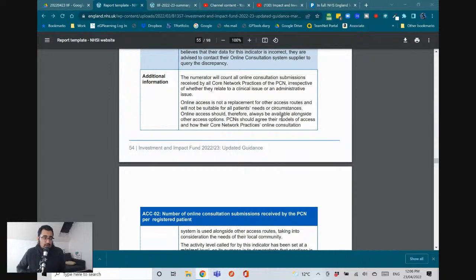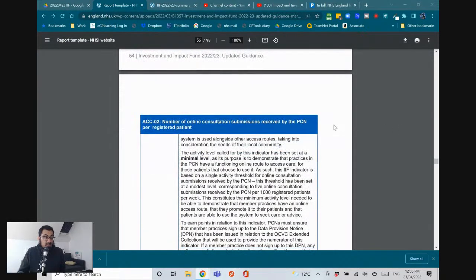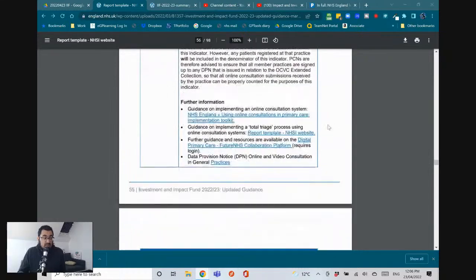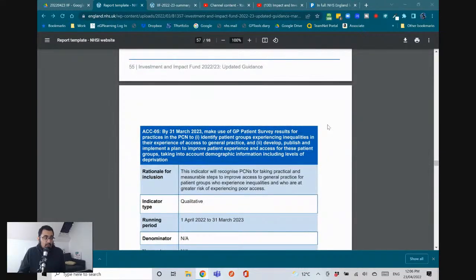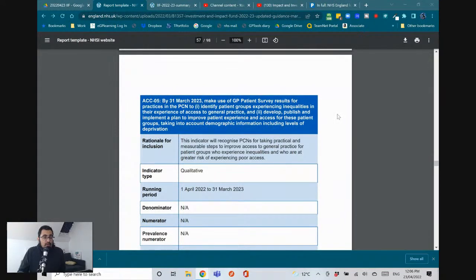It'd be interesting to have those discussions, but potentially it could be really easy to get this funding, or really difficult to get this funding for some places. So it'd be interesting to know what that looks like. But the criteria is quite low, to be honest. 5 per 1,000 of population, so it's not a huge amount, to be honest.